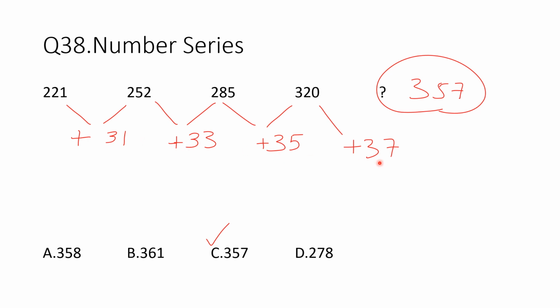What does it show to you? Is there anything that you find here? Very clearly, 31, 33, 35, 37. So next one should be what? Actually 31, 33, 35. These three are given, so next you have to add 37 here, and 357. You may be thinking where are the squares and where are the cubes.